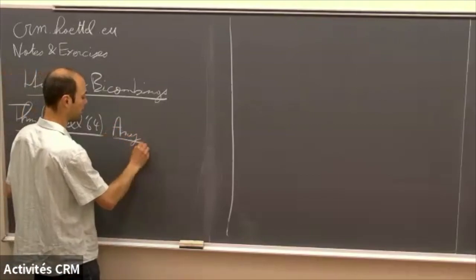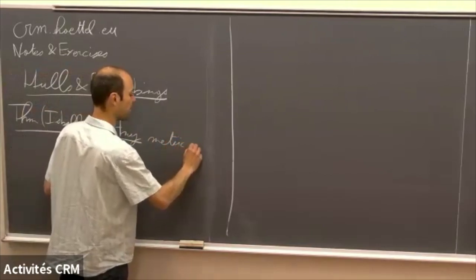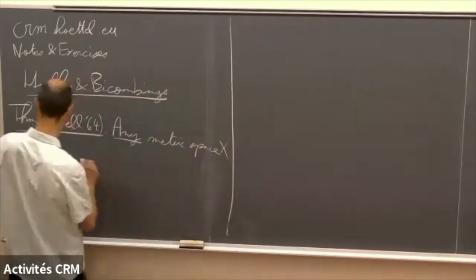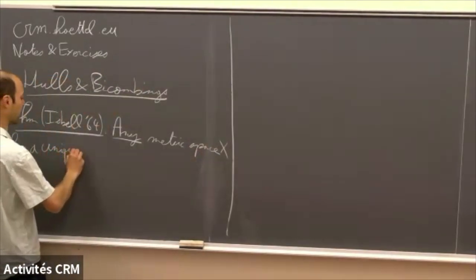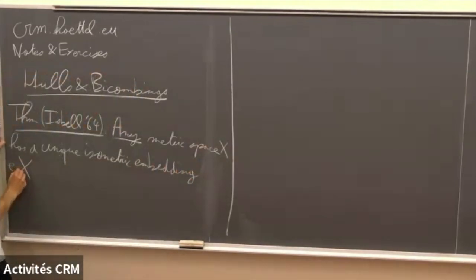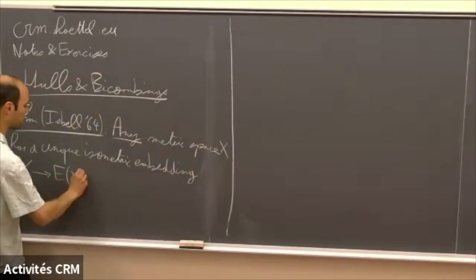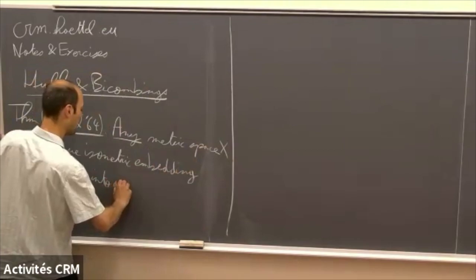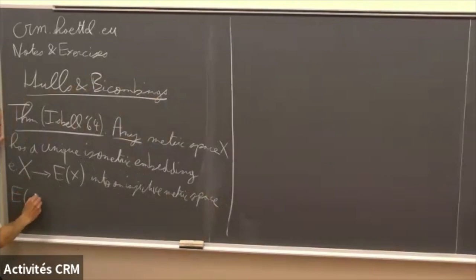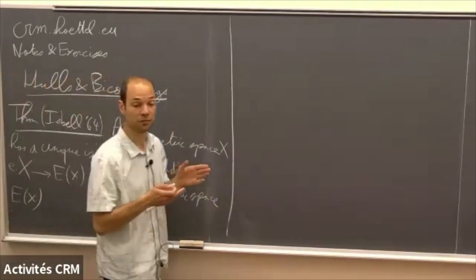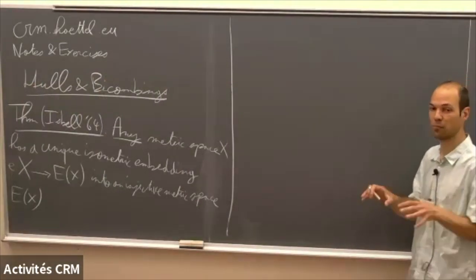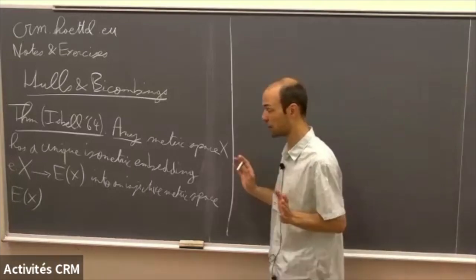I emphasize that any metric space X has a unique isometric embedding, a small e, from X into a space which I denote E of X, an injective metric space. So I remind you, injective metric space, what is it? It's a geodesic metric space such that any pairwise intersecting balls globally intersect. That's all you need to remember.